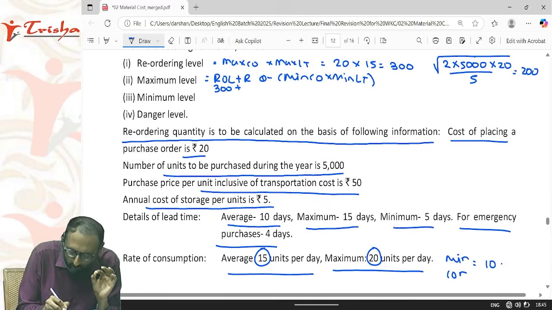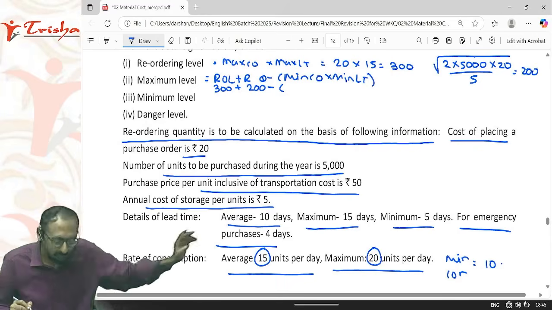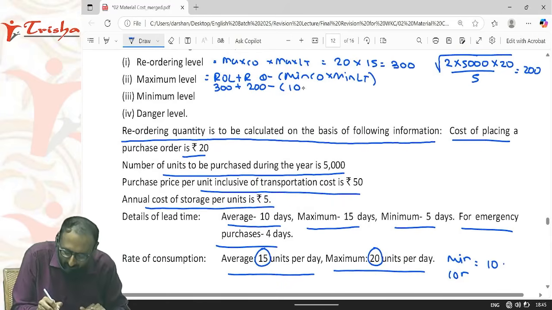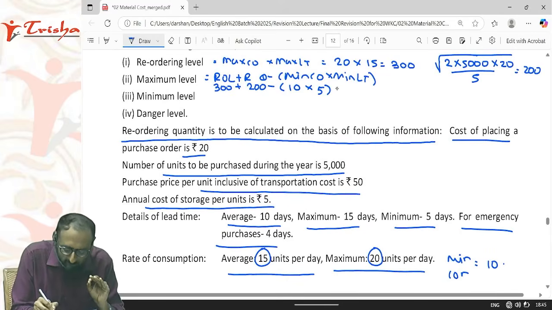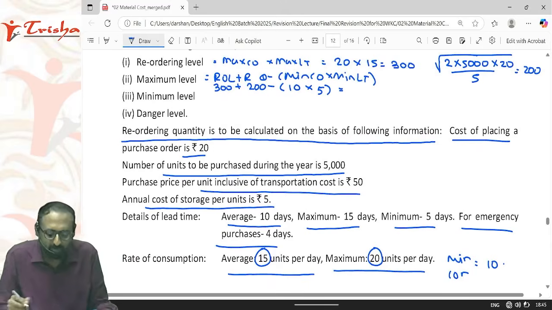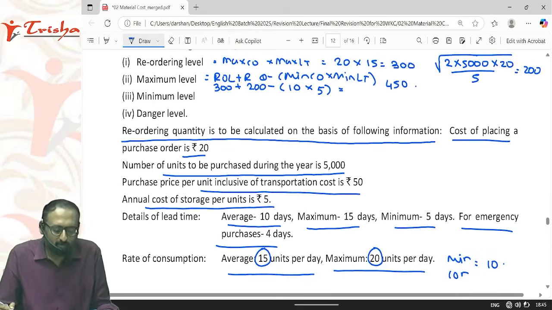Reorder quantity is 200 minus minimum consumption. Sir, last line, minimum consumption is, Sirji, 10 units. Minimum lead time is given in the question, 5 days. Sir, how much is your maximum level? Can you please tell me? Is it 450, Prabhu? What is the formula for minimum level?